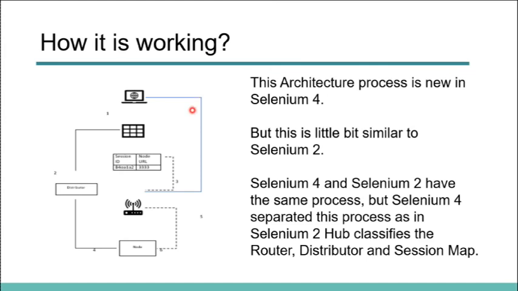This architecture is new in Selenium 4. It is similar to Selenium 2, but Selenium 4 separated this process, because in Selenium 2 the hub combines the router, distributor and session map. You can see the request can come with your session ID and node URL this way. It will map it.